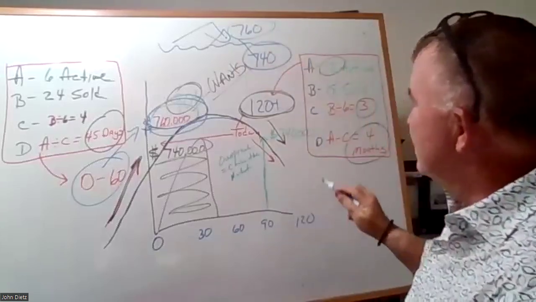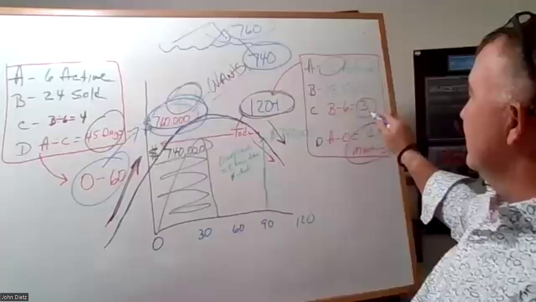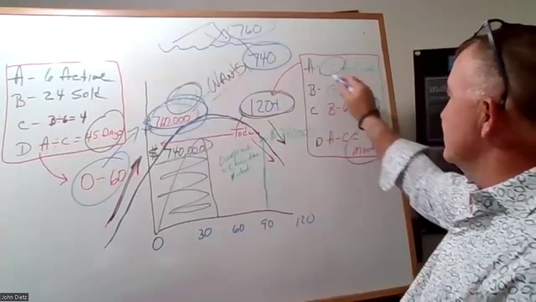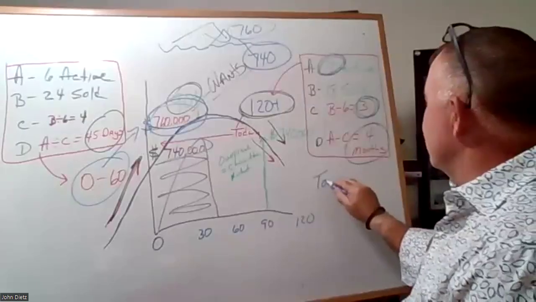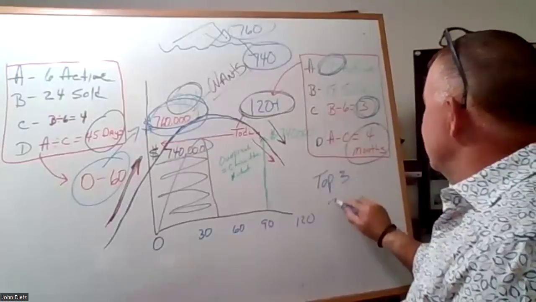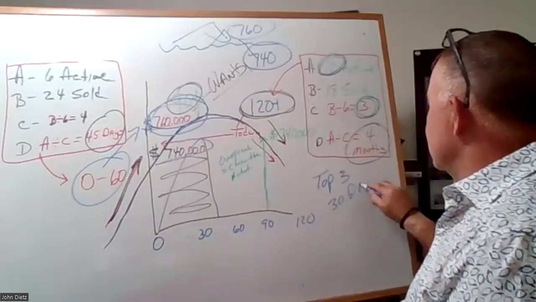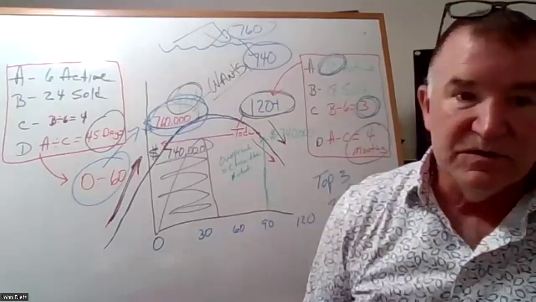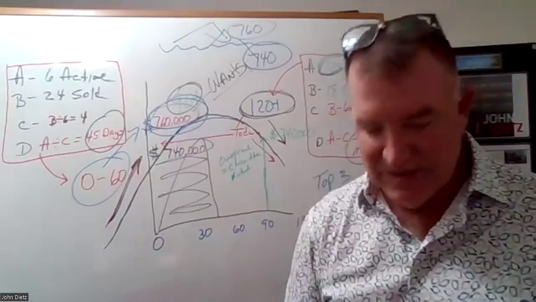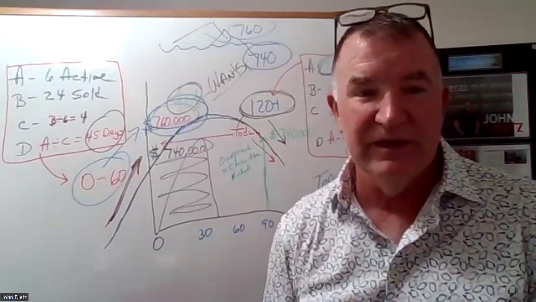And here's the other thing. Let's go back over here. If 3 are selling every 30 days and there's 12 active for sale, you have to be one of the top 3 in the next 30 days. In other words, there's a competition. And the competition is there's 3 homes selling. Mr. and Mrs. Seller, are you going to be one of the 3?